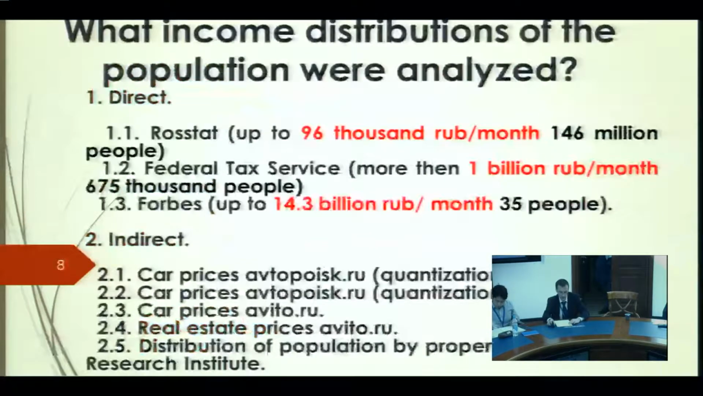We have analyzed many different income distributions. Direct data about incomes were Eurostat data, maximal income 96,000 rubles per month, Federal Taxes Service data, about 1 billion rubles per month, and Forbes data, maximal income about 14 billion rubles per month. Indirect data were car prices distribution with different quantization, 24 and 15 cohorts, real estate prices data, and distribution of population by property of the Credit Suisse Research Institute.